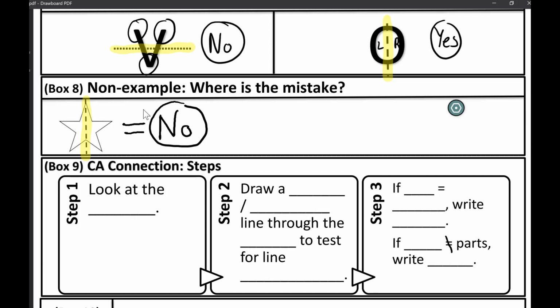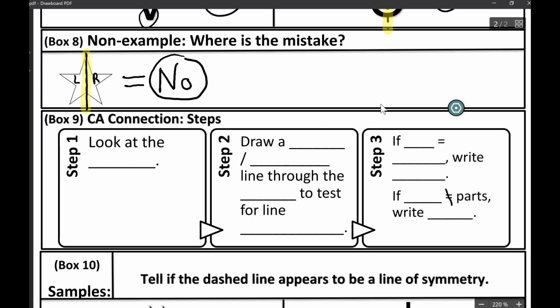And obviously, this is a mistake, because when we draw this line going straight down it, it does equal two exact pieces. We have our left piece right here and our right piece right here. Those are equal. If we were to fold it, there wouldn't be any parts left over. Everything would fold perfectly. Great job on getting that, class.